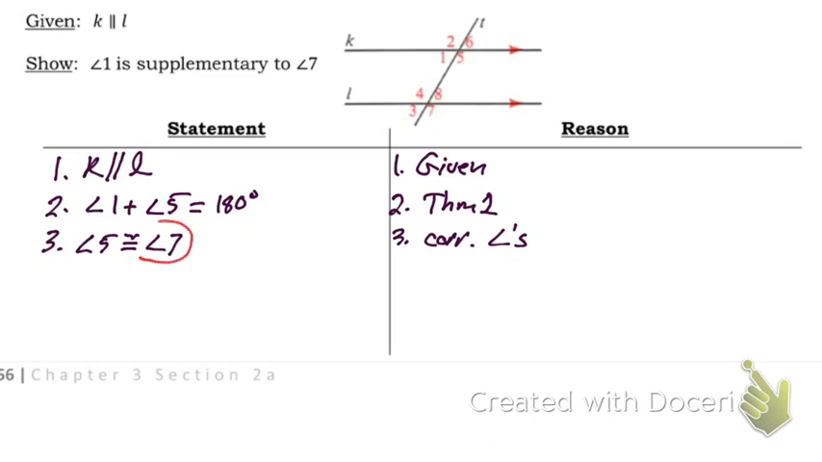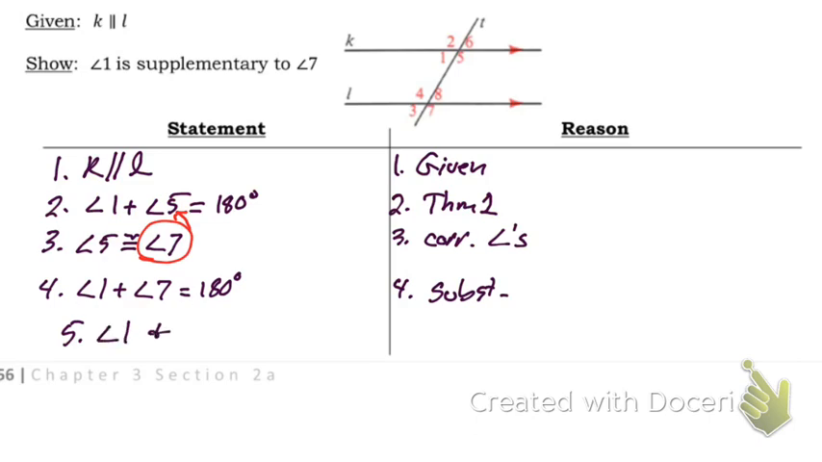Well, now we could take that 7 and substitute it in for that angle 5. And then we can say step 4 is angle 1 plus angle 7 equals 180 degrees. So our step 4 was substitution. And our step 5 is actually our answer. Angle 1 and 7 are supplementary. And that's just the definition of supplementary.